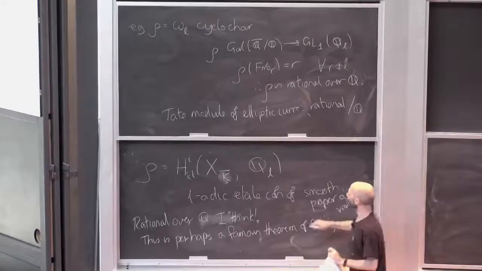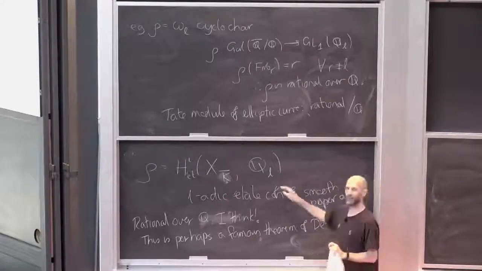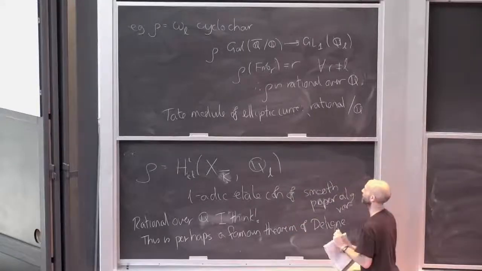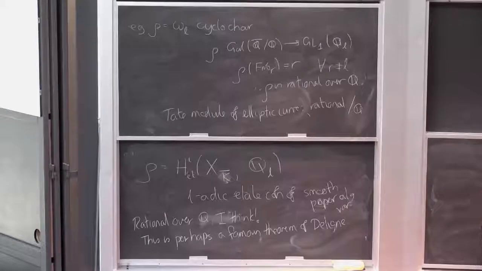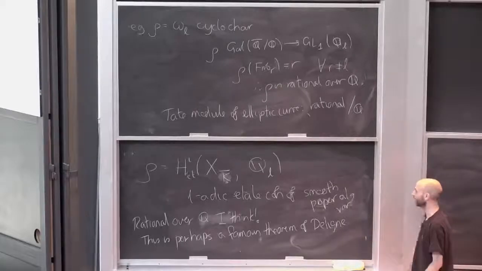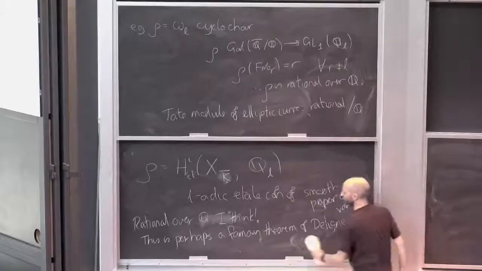Right, but you see, it can't be rational over some random number field E, because E has to live in Q_L for this to make sense. The char poly, this is the point, right? If I let L vary, that char poly needs to be independent of L. This must be right.